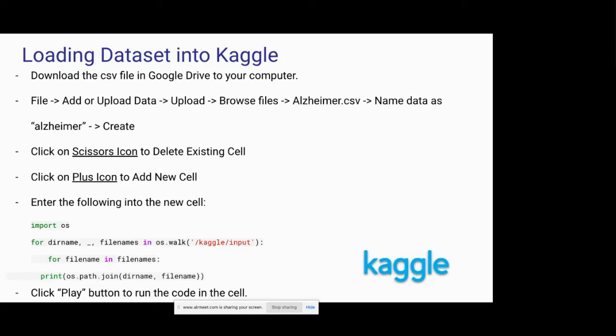Once you get into the drive folder, there's going to be a CSV file. So could you guys download that CSV file to your computer? Because we're going to start uploading our data into Kaggle, and we need to download a CSV file to do that.